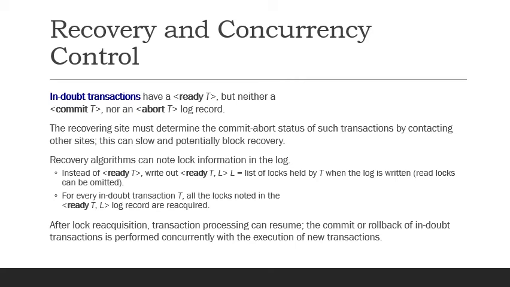Recovery algorithms can note lock information in the log. Instead of ready T, write out ready T, L, where L is the list of locks held by T when the log is written. Read locks can be omitted in this case. For every in-doubt transaction T, all the locks noted in the ready T, L log record are reacquired. After lock reacquisition, transaction processing can resume. The commit or rollback of in-doubt transactions is performed concurrently with the execution of new transactions.